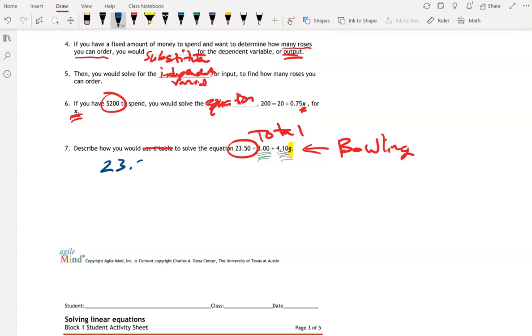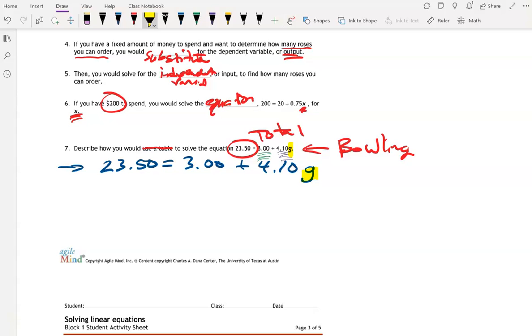So $23.50 equals $3 for the shoes, because you are going to pay that much no matter how many games you bowl. You're going to pay $3 for shoes. So total cost equals the cost of the shoe rental plus $4.10 per game. And we're trying to find out how many games you bowled.